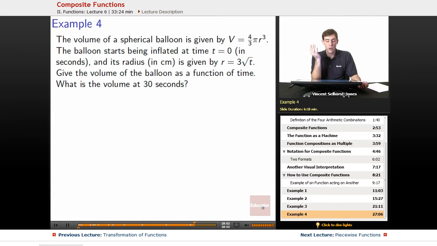Give the volume of the balloon as a function of time. So we blow into the balloon and the radius expands, and as the radius expands, there's now volume inside of the balloon. What is the volume at 30 seconds?